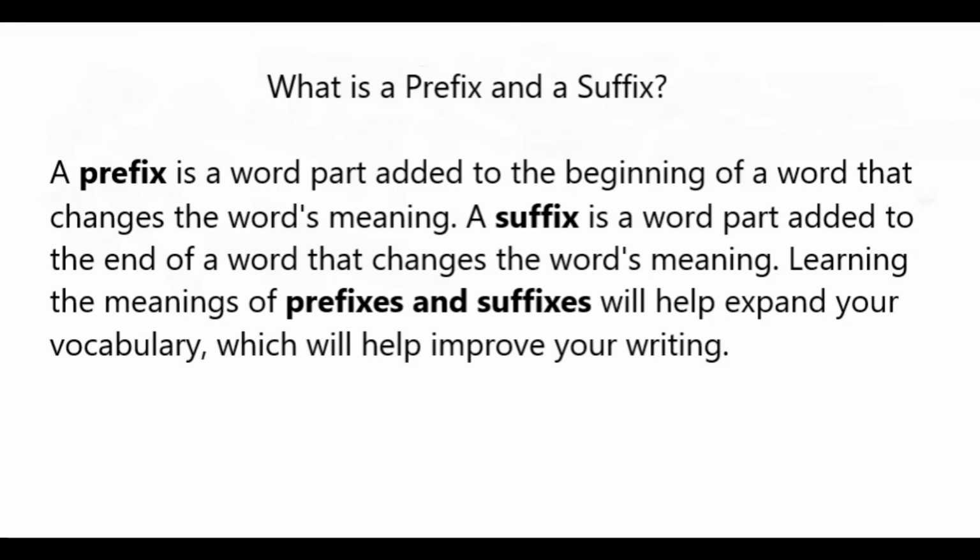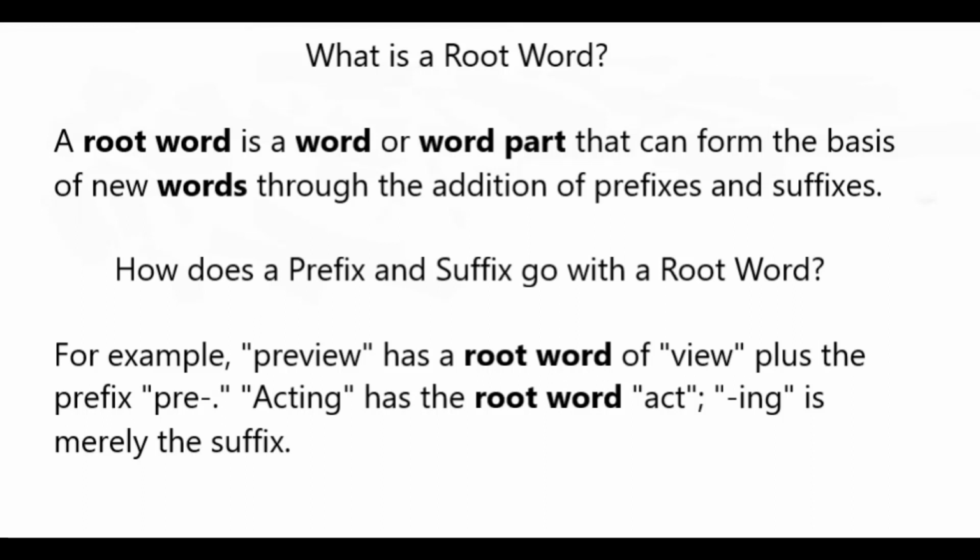Let's look at what a root word is now, because that's definitely tied into prefix and suffix. You can't have a prefix or a suffix without a root word. What is a root word? A root word is a word or word part that can form the basis of new words through the addition of prefixes and suffixes. How does a prefix and a suffix go with a root word? For example, preview has a root word of view plus the prefix pre.